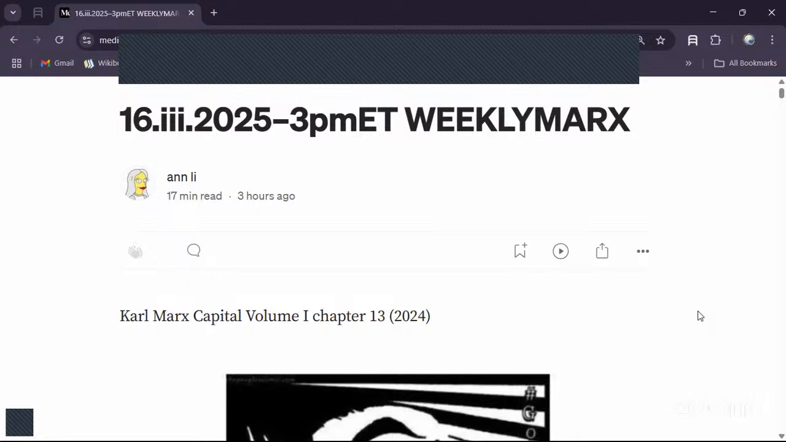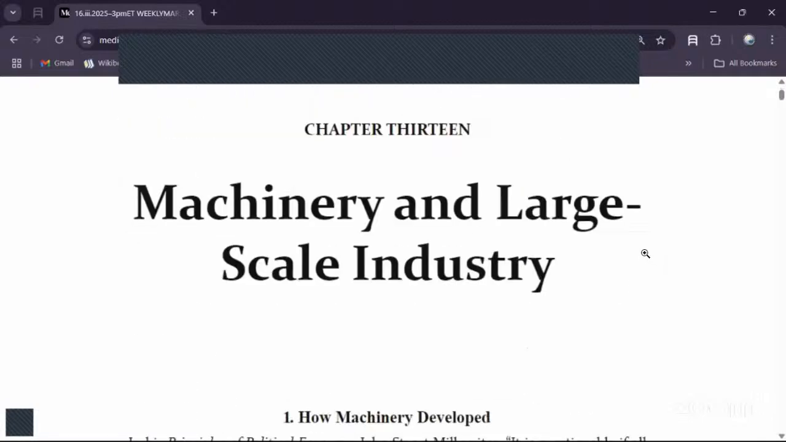I used the table from the text to show that this chapter 13 is actually chapter 15 in certain older English translations, so try not to get confused. The title is pretty much the same, chapter 13, Machinery and Large-Scale Industry.